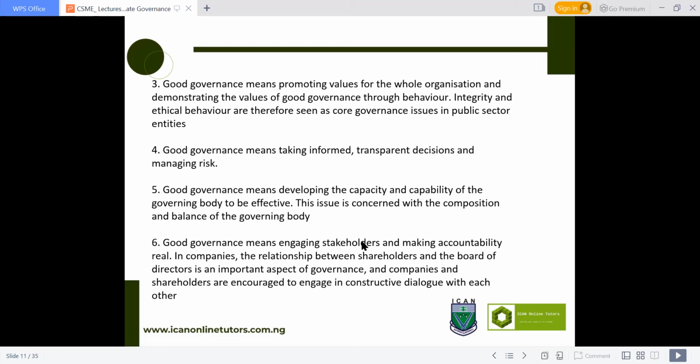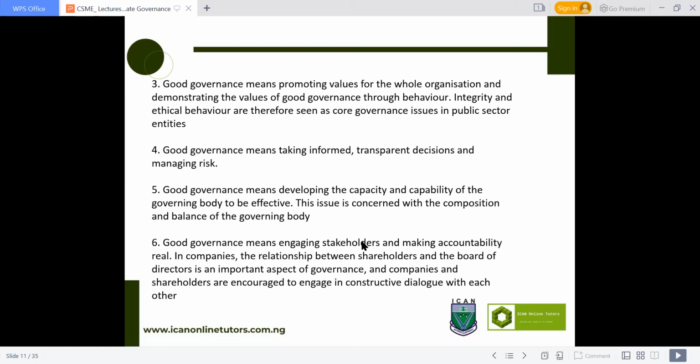The 5th principle. Good corporate governance means developing the capacity and the capability of the governing body to be effective. This is concerned with the composition and the balance, that is, what will make up the team. Just like in the Federal Inland Revenue now, they have two committees, a technical committee and another committee.